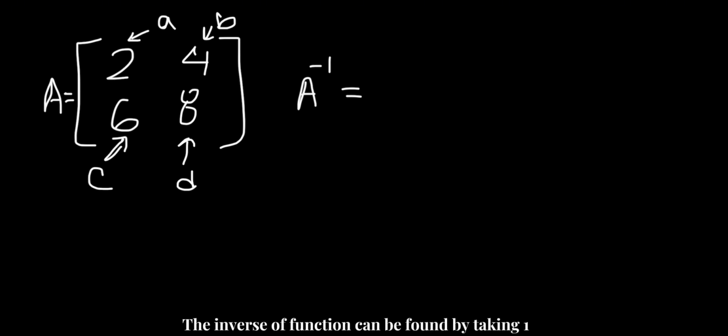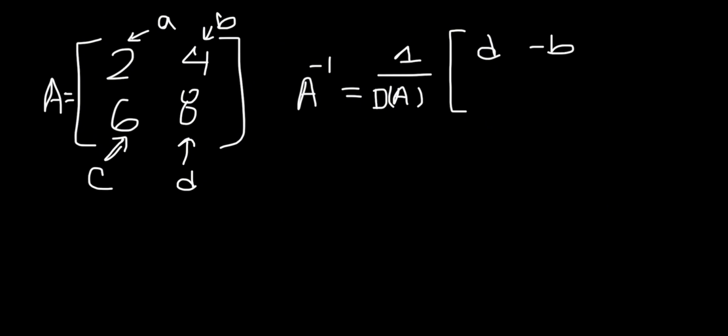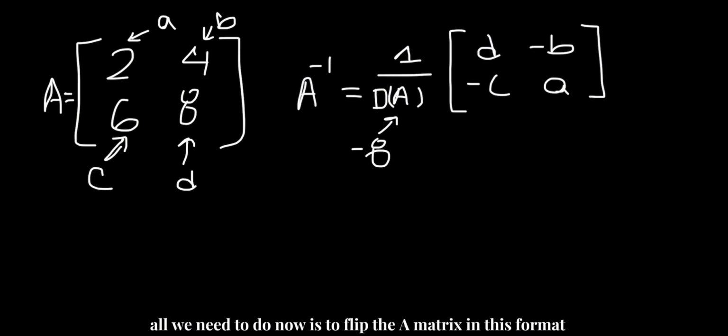The inverse of a matrix can be found by taking 1 over the determinant of A multiplied by d, negative b, negative c, and a. So since we know that the determinant is negative 8, all we need to do now is to flip the A matrix in this format.